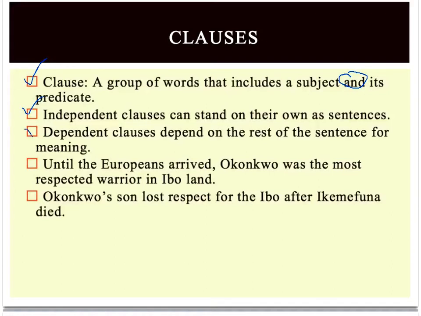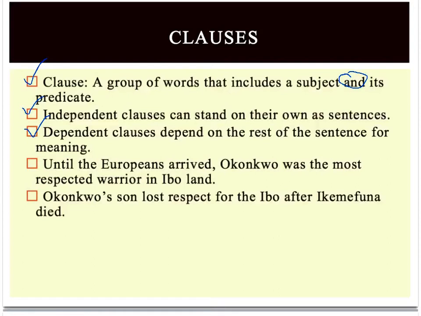That's different than a dependent clause. A dependent clause depends on the rest of the sentence for its meaning. If you put a period at the end of a dependent clause, you'd have a subject and a predicate, but it wouldn't have enough information to make sense. It wouldn't be a complete thought. It would be a sentence fragment. So look at these examples.